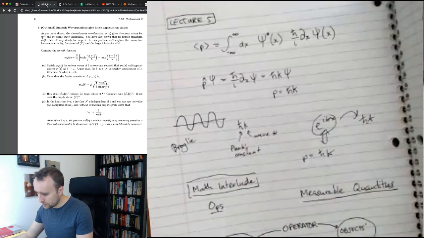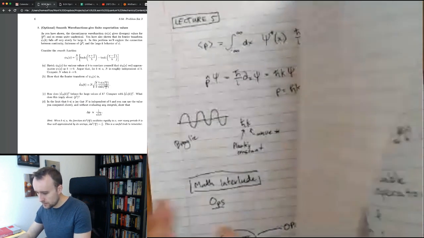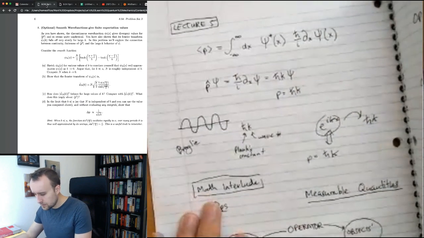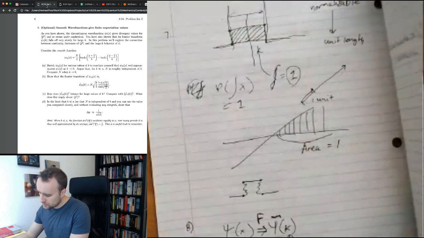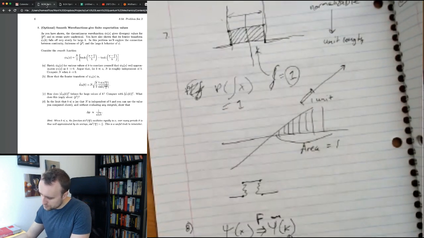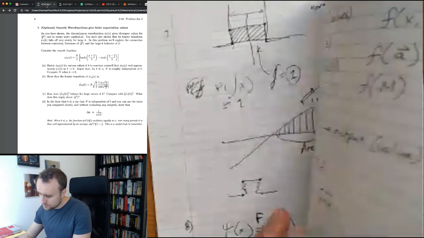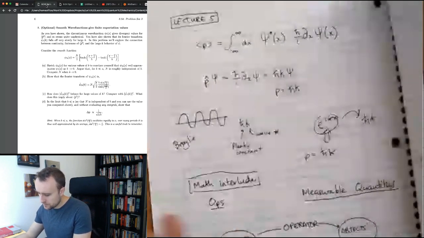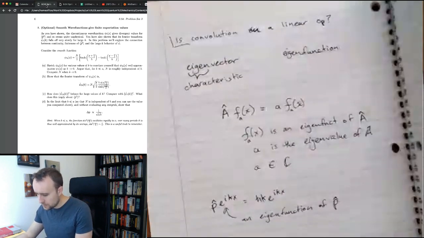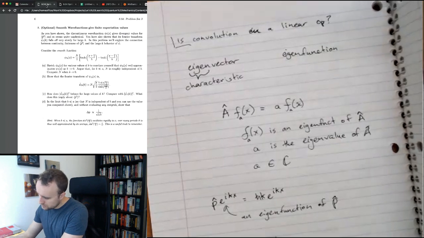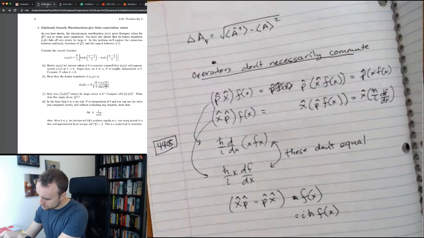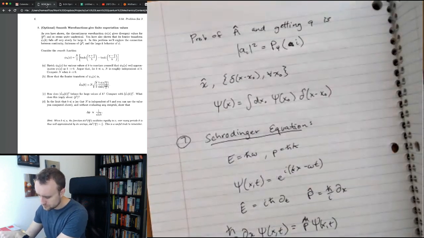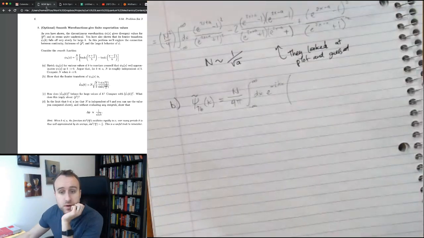Where is our Fourier transform? Did we do it? Which class did we do the Fourier transform in? I think it was after. Actually, I think I had it earlier in this problem set.